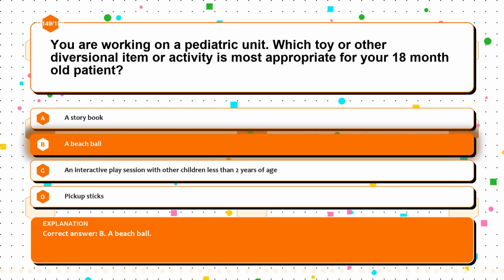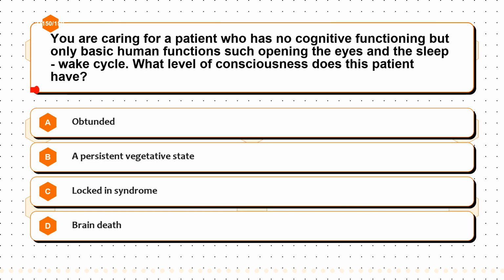Question 150. You are caring for a patient who has no cognitive functioning but only basic human functions such as opening the eyes and the sleep-wake cycle. What level of consciousness does this patient have? Here are the options. Option A. Obtunded. Option B. A persistent vegetative state. Option C. Locked-in syndrome. Option D. Brain death.